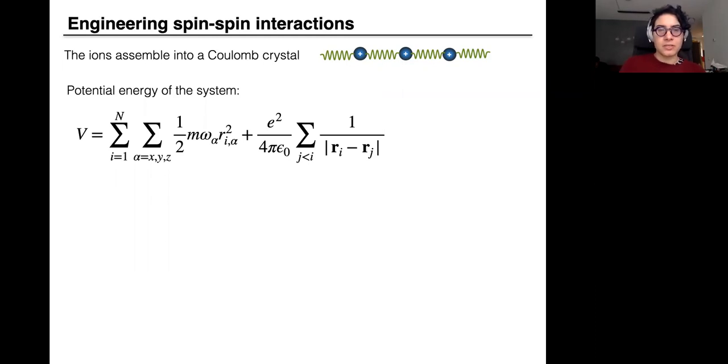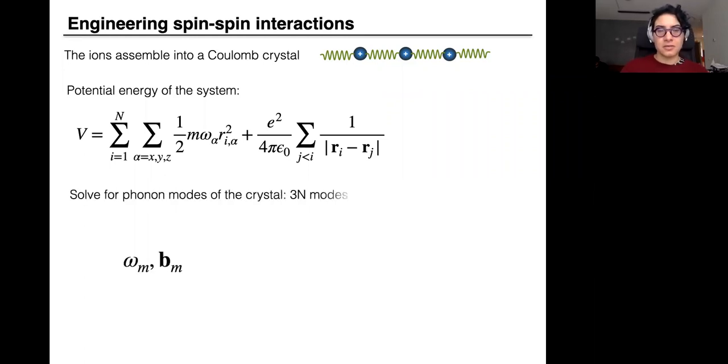So now you have the trap potential. Sorry, I cannot see my mouse, so I don't know how to point. But the first term that you see on the left-hand side is the trap potential. And then you have a second term, which is this Coulomb repulsion between the ions. So that's the full potential that each of the ions feels.